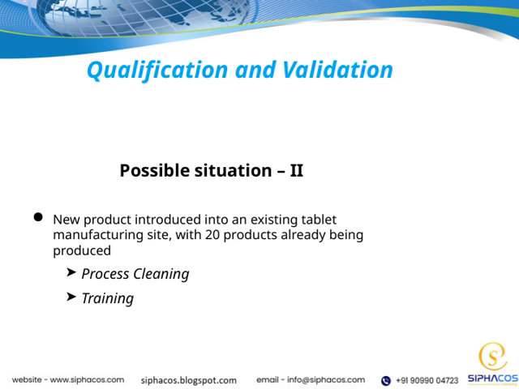Finally, qualification and validation are crucial. We need to validate that the new process consistently produces a quality product and that all equipment and procedures meet regulatory standards. Altogether, these steps, cleaning, training, and validation, are integral to smoothly integrating a new product into an existing manufacturing line while maintaining the high standards our industry demands.